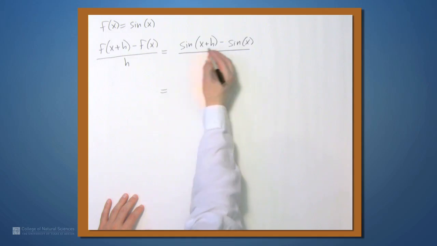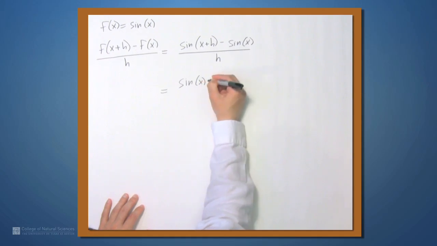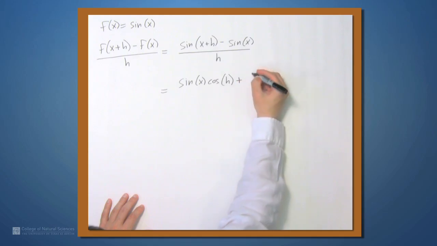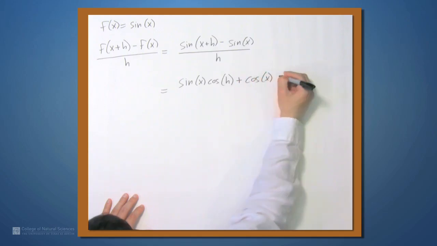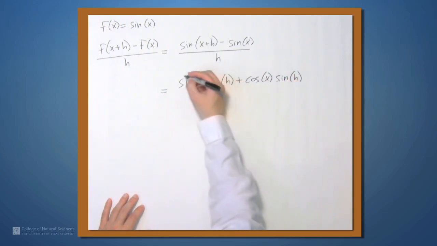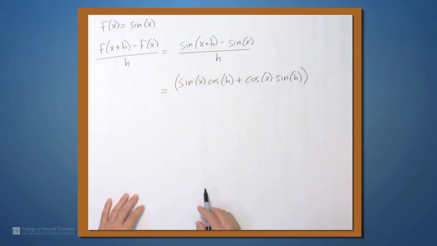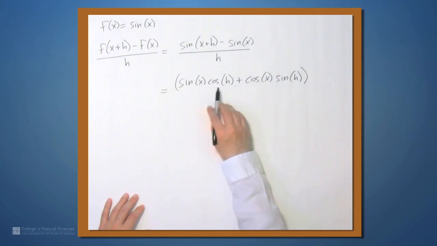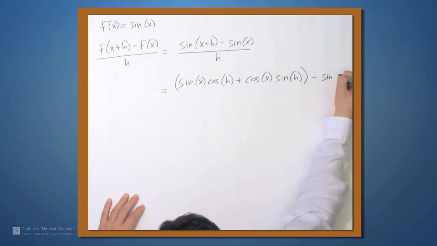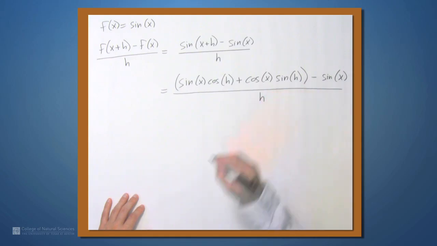And the identity says that sine of x plus h is sine of x times cosine of h plus cosine of x times sine of h. And so we have this whole thing here is equal to sine of the quantity x plus h. And now we have only single terms inside each of the trig functions. So let's subtract the sine x and divide this whole thing by h.